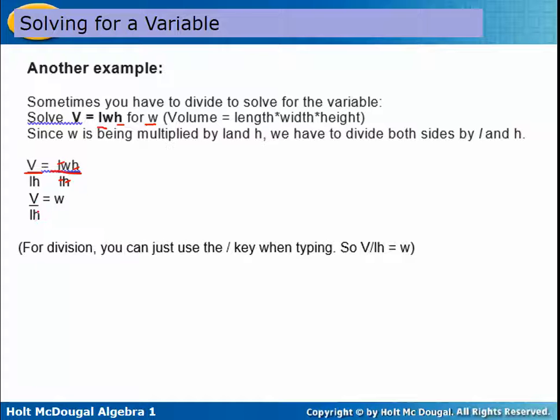That's the same as V divided by, but it's over, like a fraction. When we're typing, it's easier to just use that backslash that's next to your shift key by your question mark, and just go V and then backslash LH equals W. This means V divided by LW, or LH equals W. So sometimes you'll have to divide because to undo multiplication, you use division.